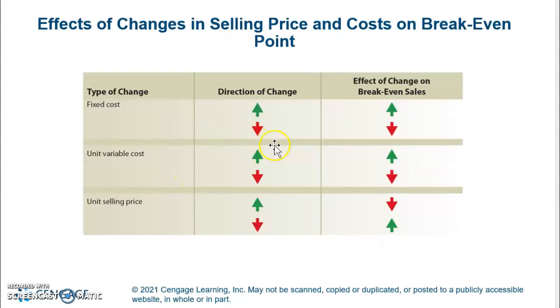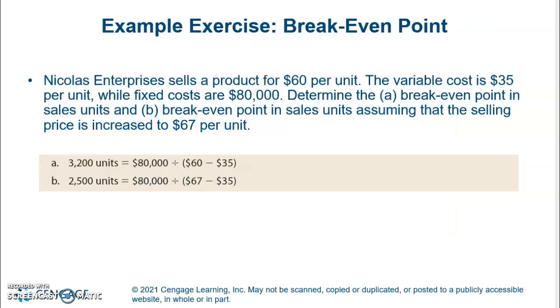So you can see that as fixed costs change and unit variable costs change, the break even changes with it. But the unit selling price is exactly opposite. The more you sell your product for, the less you'll need to break even. There's an inverse relationship here. So here's an example exercise for you to work, so you can pause it and work it and let me know if you have any questions.